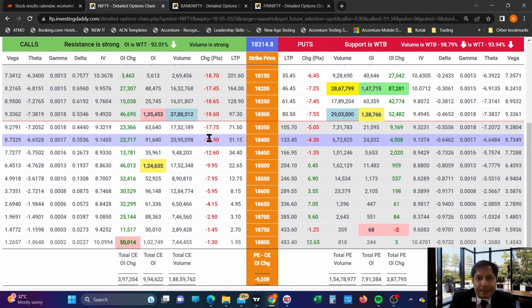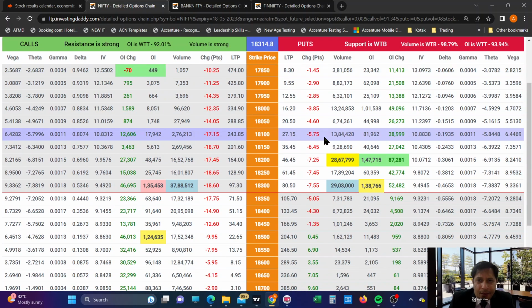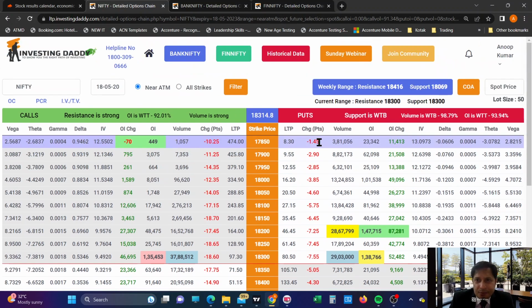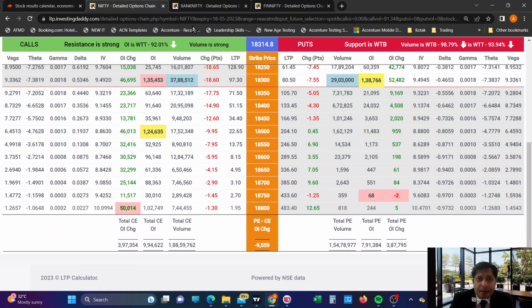Now, if you look at the weekly range, it definitely looks to be between 18,400 and 18,200 at this point of time, but I believe that it could even slip down to 18,100. So 18,100 and 18,400 very much match the technical analysis that we saw in the charts, is what I observe here. All right, so that's on Nifty.